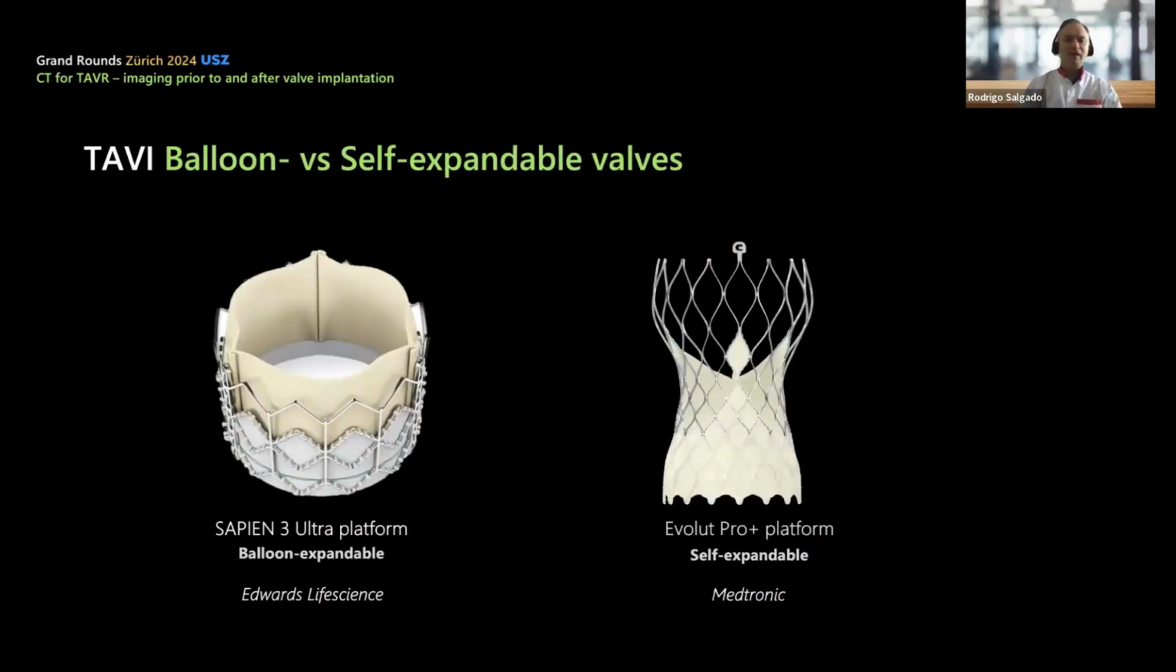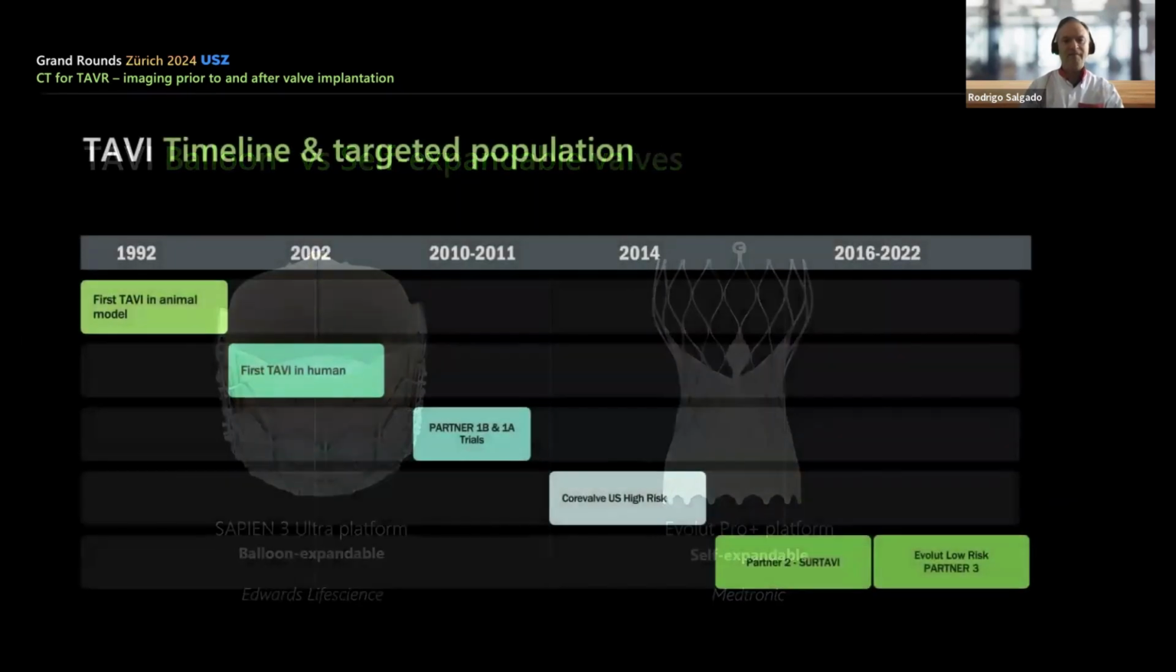For the moment, there are two main valves on the market that are used for this procedure. On one side, we have Edwards Lifesciences with the SAPIEN 3 Ultra platform at this moment. This is a balloon expandable valve. And on the other side, we have Medtronic, who publishes the self-expandable Evolut PRO+ platform. The main difference between these two types of valves is that one is balloon expandable and the other one is self-expandable. Keep that in mind for the rest of the presentation.